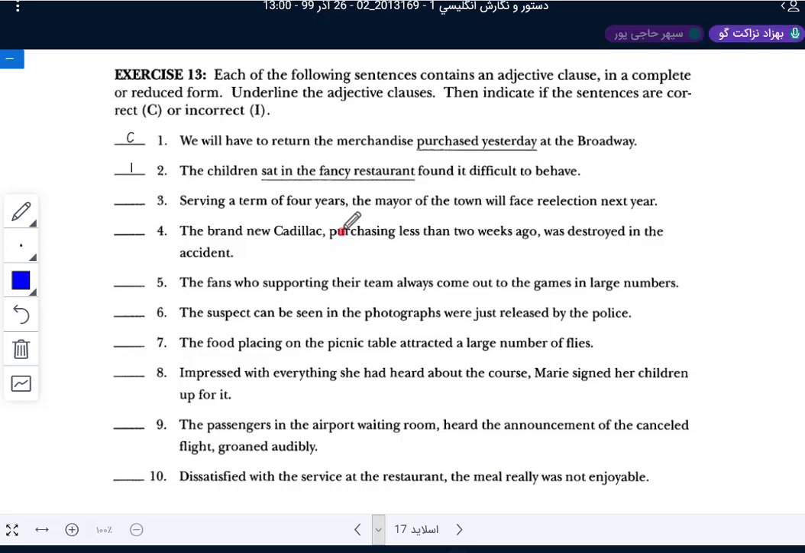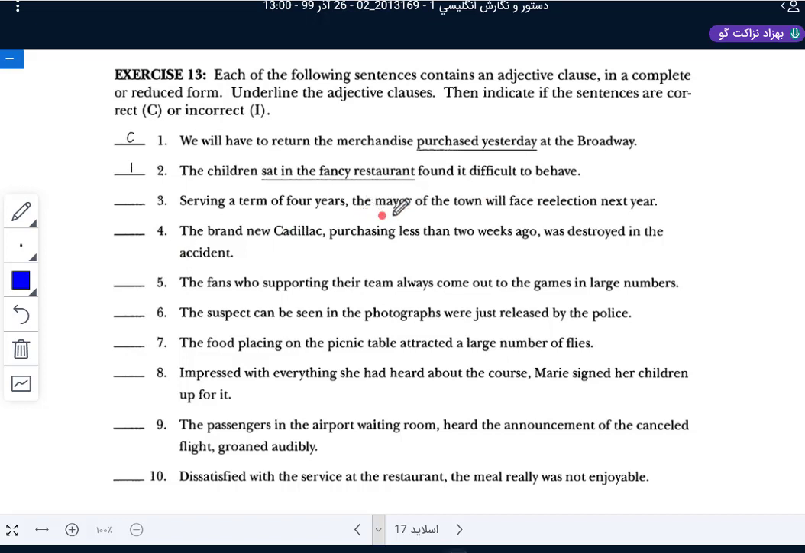Look, we have a comma. There is no coordinate conjunction immediately after that. Before that, I see the modifying phrase. It starts with a participial phrase. So the subject of this sentence should function as the subject for this part. So the mayor serves a term of 4 years. The mayor of the town will face the re-election next year. So this shows the sentence is correct.